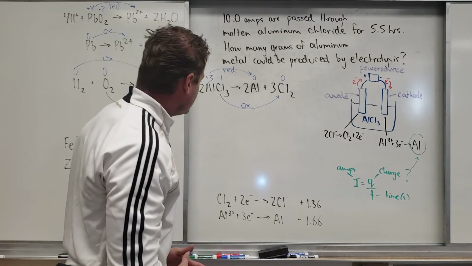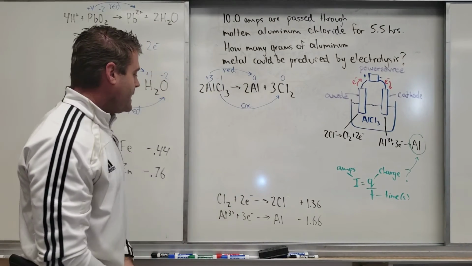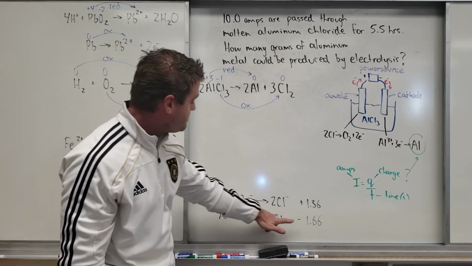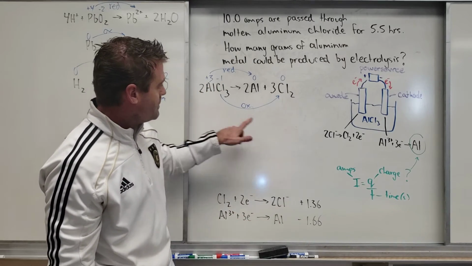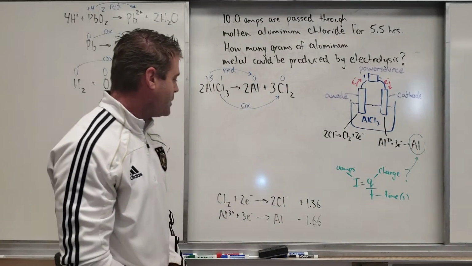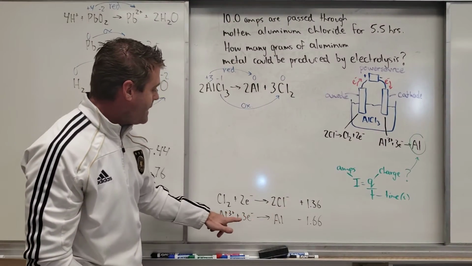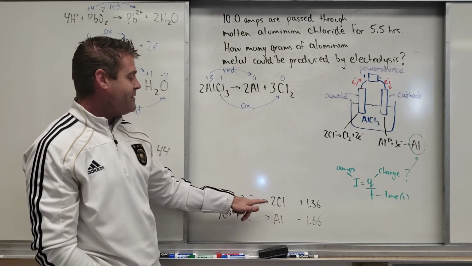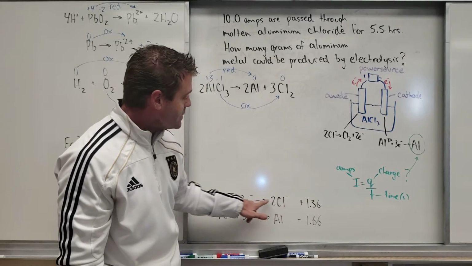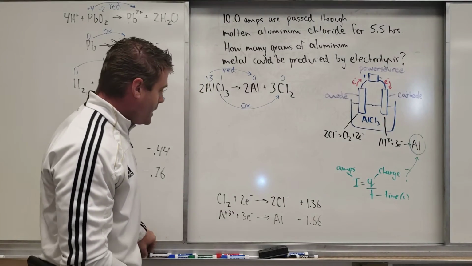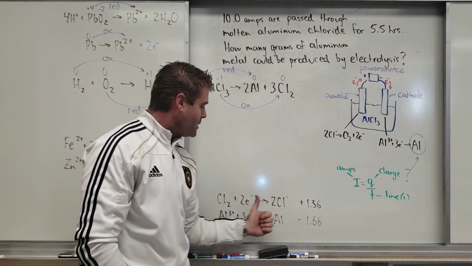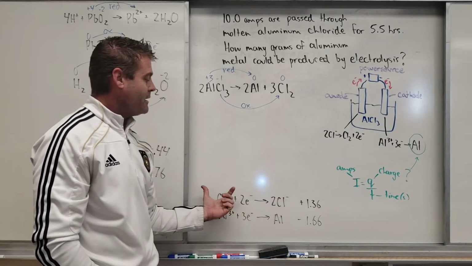But in this reaction, the aluminum is being reduced. You guys see that? The aluminum is gaining electrons to become pure aluminum. So I would leave that. But if aluminum is to be reduced, obviously the chlorine has to be oxidized. But you guys remember, this is the reduction potential. So how would I show the reverse? If the aluminum is being reduced, the opposite reaction is happening for chlorine.